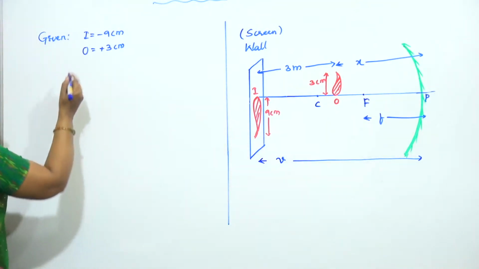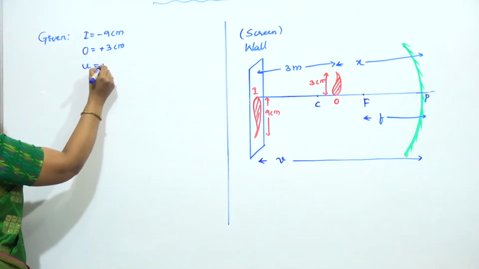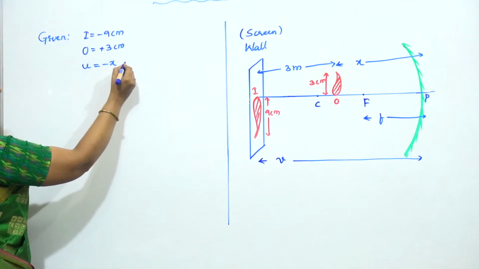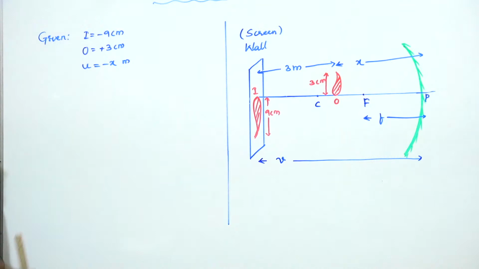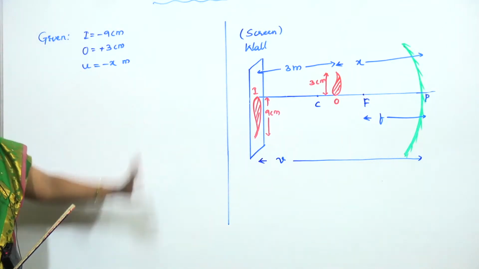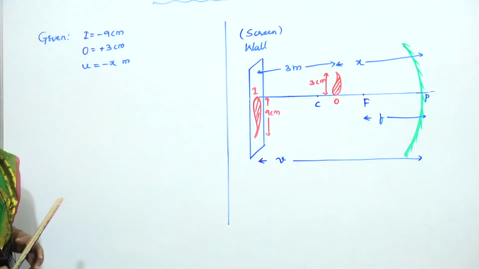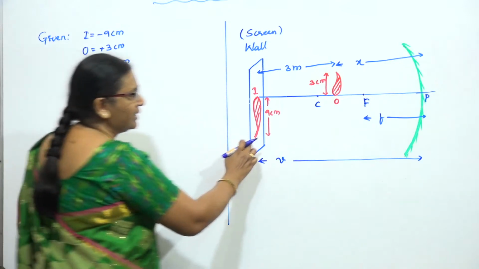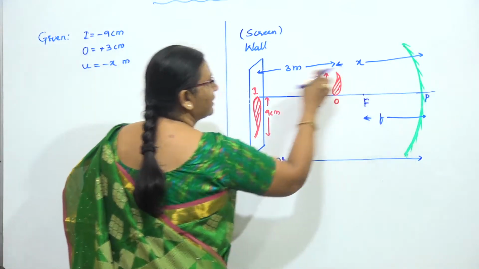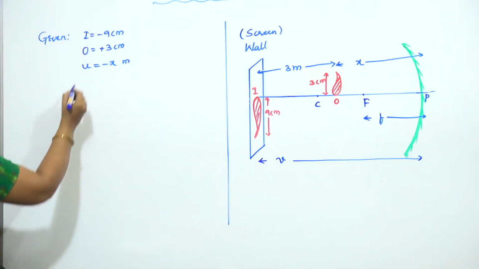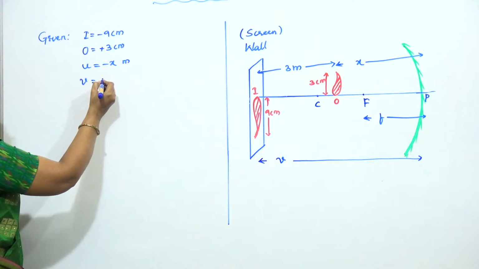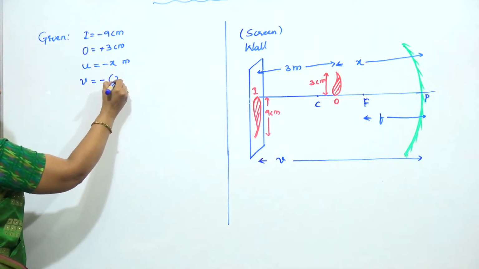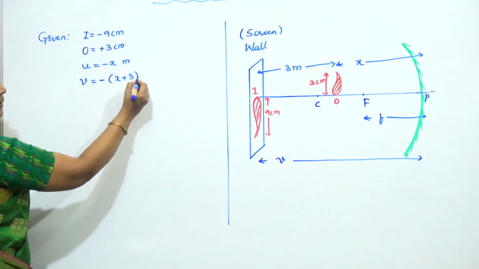So I will assume u as minus x. Okay, meters, because distances are in meters. So let us take u as minus x meter. If I take u as minus x meter, the total distance is x plus 3. Then I can take v as minus of x plus 3.